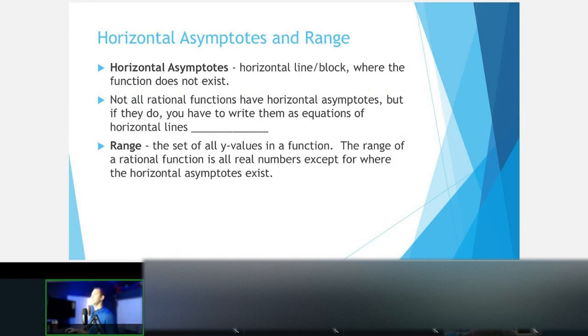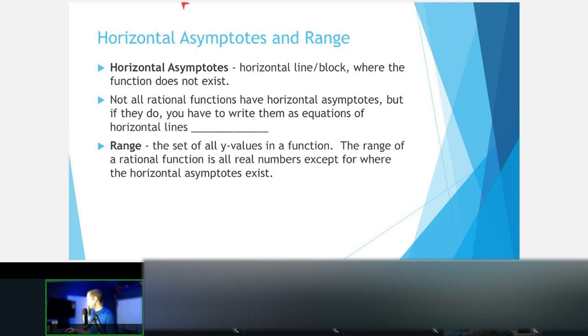All right, HAs, these are horizontal lines where the function does not exist. So not all rational functions have horizontal asymptotes. That's important. With VAs, if you have a rational function, rational means just a fraction, right? If you have your y equals a fraction with x's in the bottom, we're always going to have a VA. But just because we have a rational function doesn't mean we're going to have an HA. So we may not have HAs, but we can still have VAs.